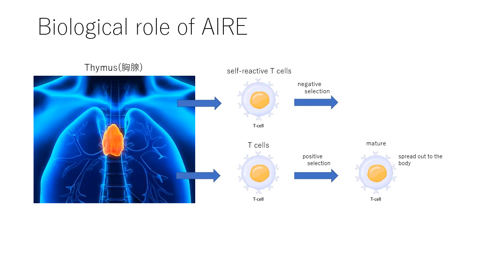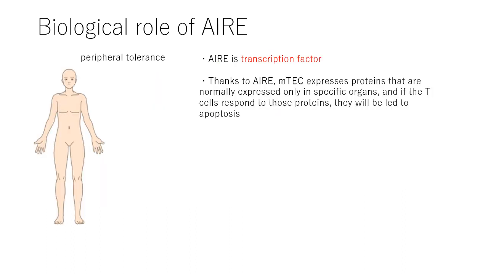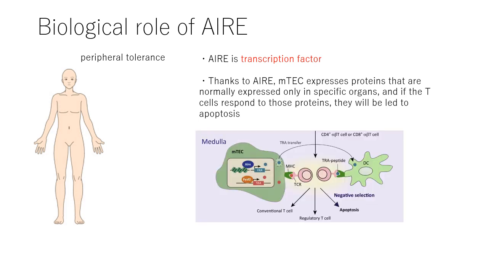Then, T cells should not attack their own cells. Therefore, T cells which bind strongly to the MHC are led to apoptosis. This is called negative selection. However, there are some T cells that have the possibility to attack their own cells in peripheral tissues around the body. Then here comes the autoimmune regulator.